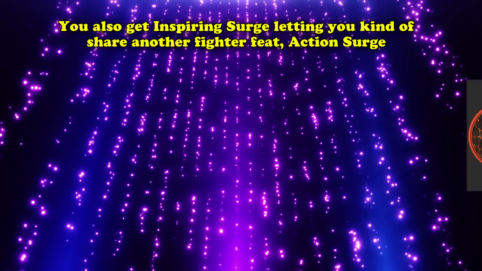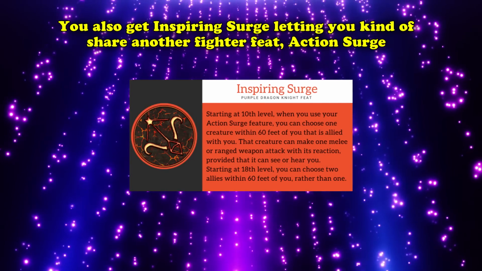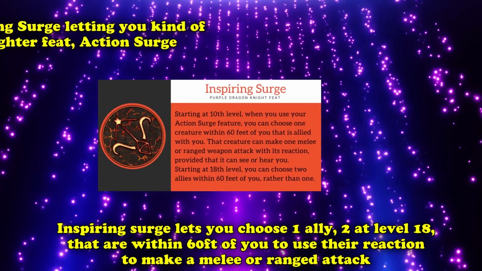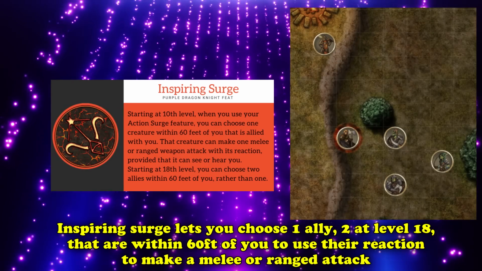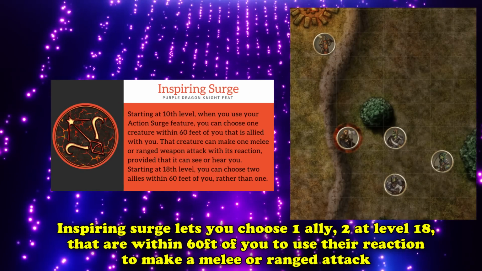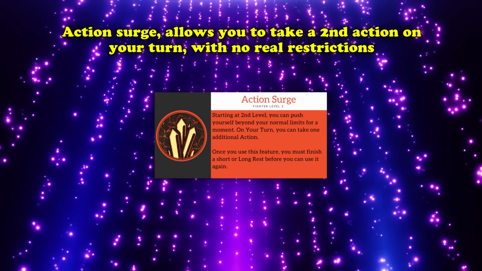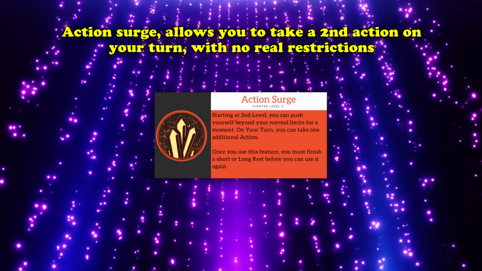Another instance where you get to share your fighter features happens at 10th level, where you gain the Inspiring Surge feature, allowing you to choose 1 allied creature within 60 feet of you, 2 allies at 18th level, to use their reaction to make 1 melee or ranged attack whenever you use Action Surge, a feature you learn at 2nd level and allows you to take any action you want a 2nd time on your turn.